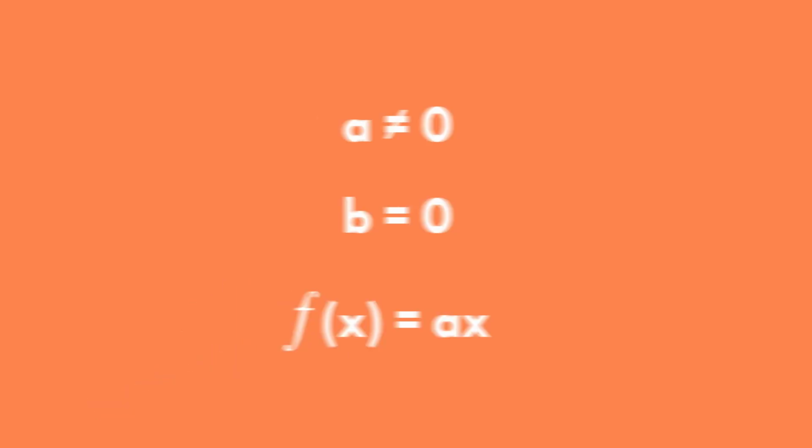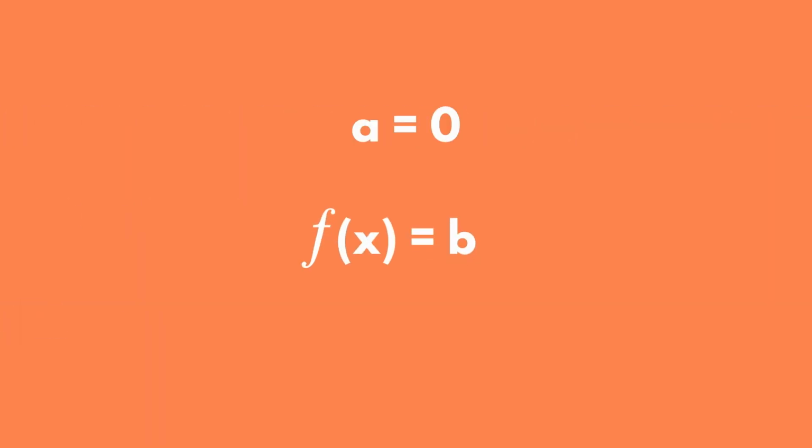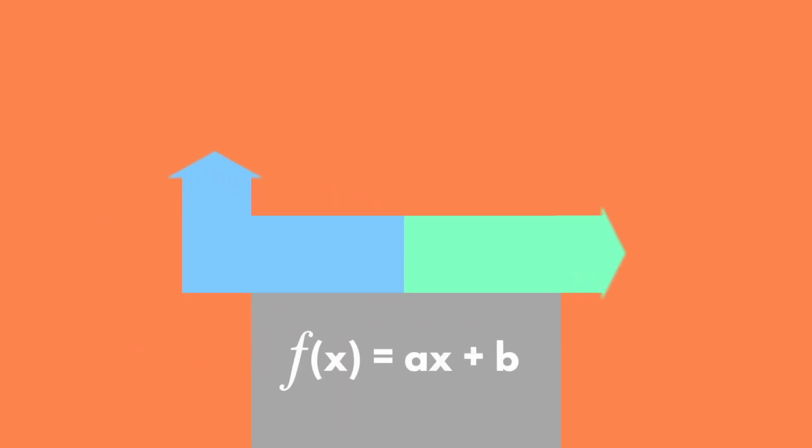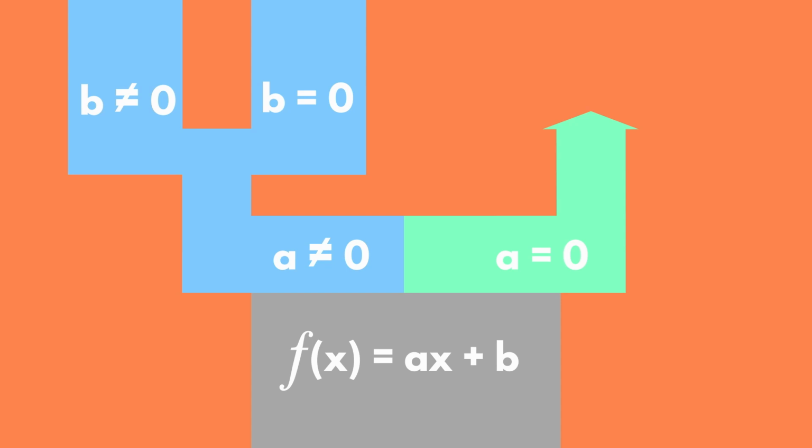If a is equal to 0, then f is called a constant function. The affine function is well determined if we know the coefficients a and b, which are real numbers. Let's analyze each case separately.